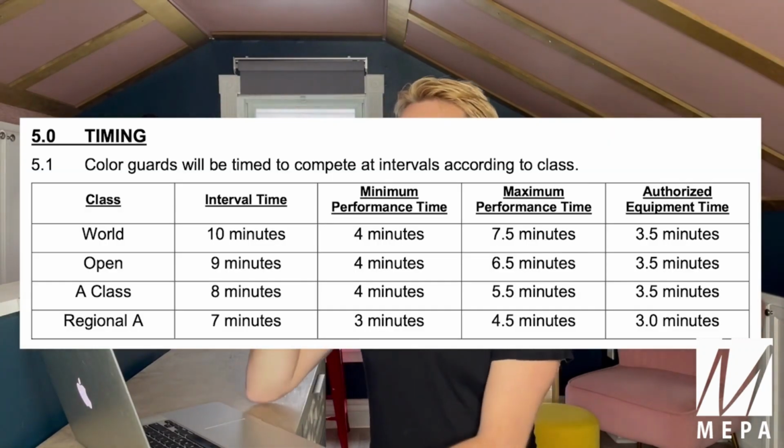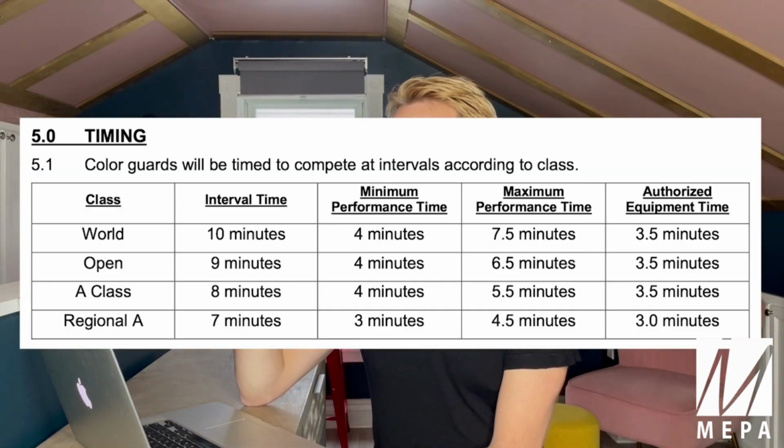And there's a table that they put in there that has all of the timing breakdown for each class, and I'm going to put it up right here. If we take a look at this, you have interval time, you have minimum performance time, you have maximum performance time, and then you have authorized equipment time. And each class has different requirements.